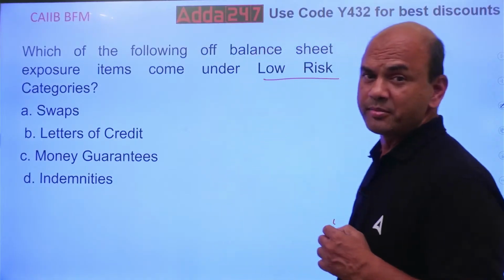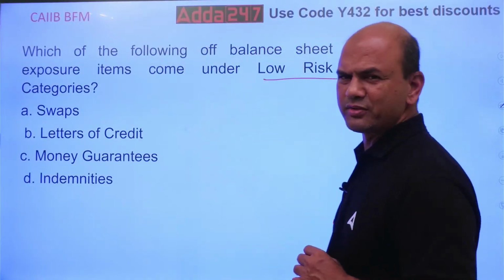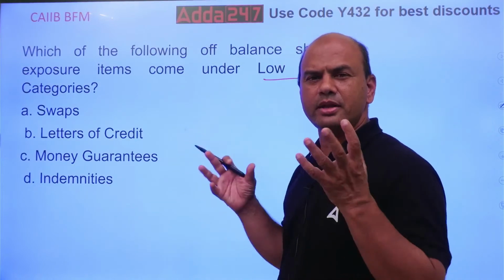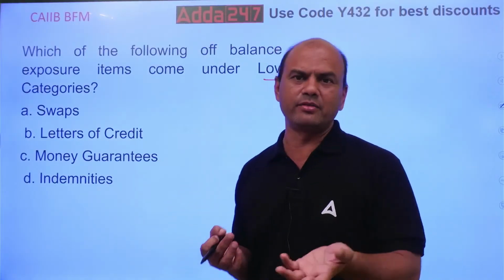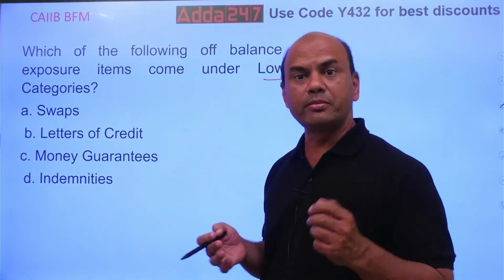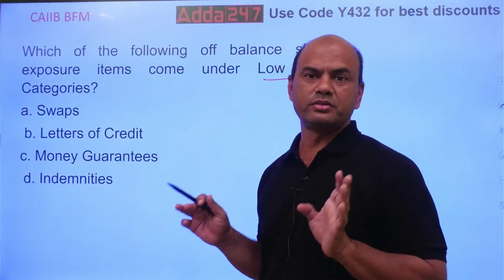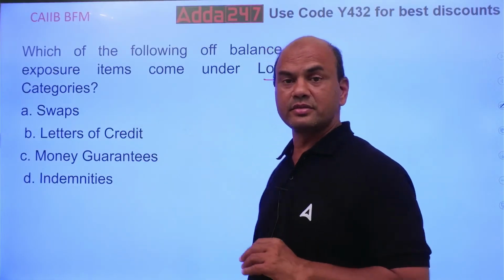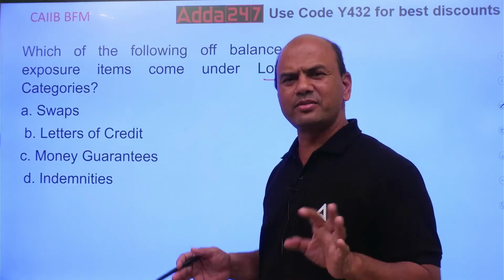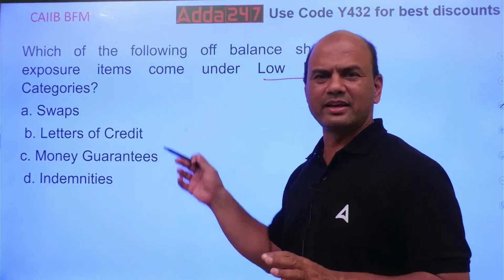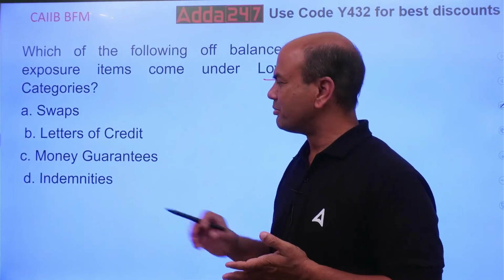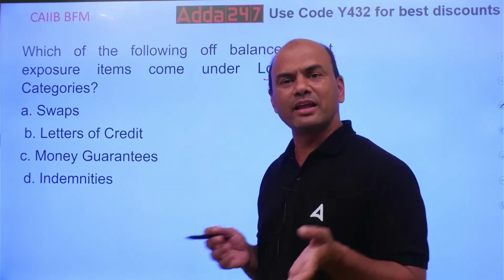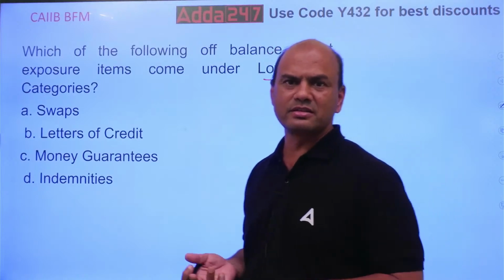Let me see. Many of us feel that swap is a big name, because we don't know it. Many of the bankers in retail banking don't know what a swap is. We feel it is very difficult. So which is low risk? No, this will be high risk. LC, I know something, I've heard about it, so LC, yeah, it is low risk. Money guarantee, okay, low risk. Secondary payment. Then indemnity, I give it in FD. It is low risk.